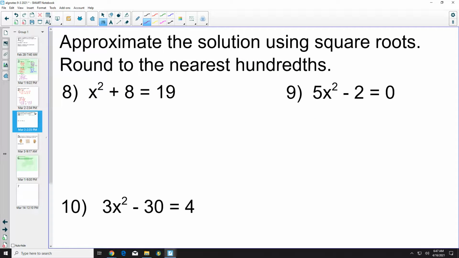All right. Now, sometimes when you take the square root, it doesn't turn out to be a perfect square number, and you get a decimal. So we're going to round on these. We're going to round to the nearest hundredth, but we're going to solve them the same way. So on number 8, write down x squared plus 8 equals 19. We're going to get x to the second by itself on one side.